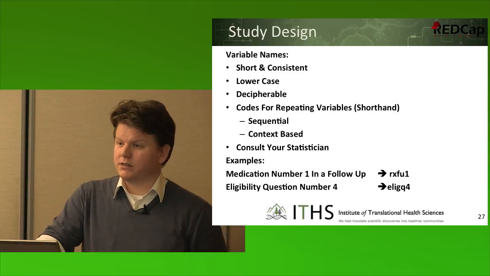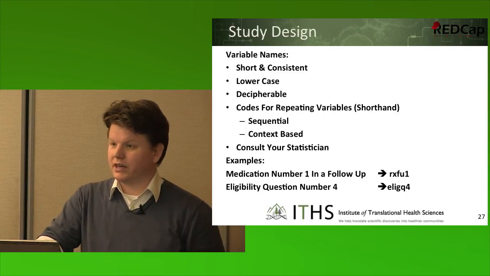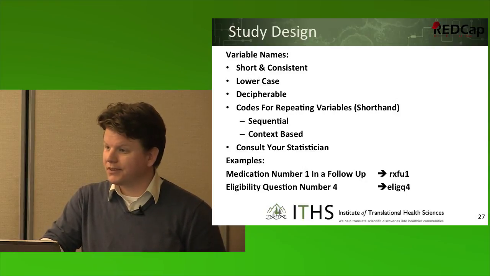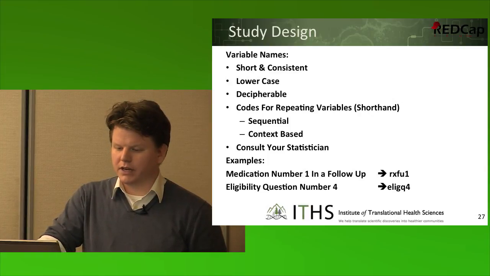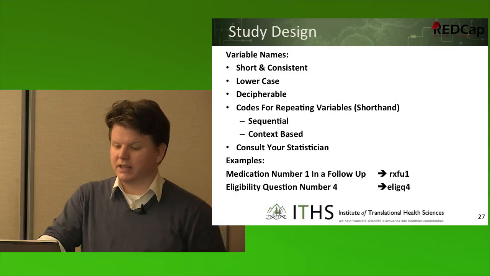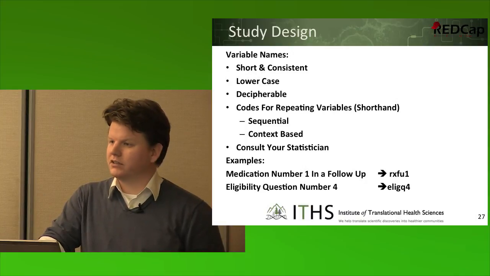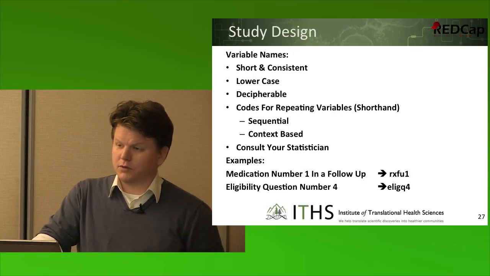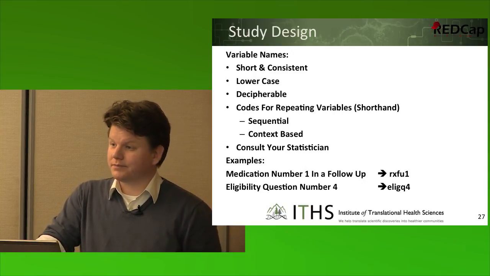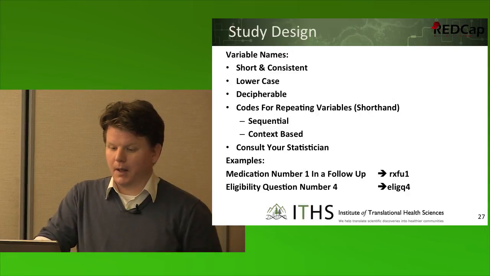Keep them lowercase. REDCap has this odd rule that you cannot start a variable with a number, so it has to start with a letter. So it's either lowercase letters, numbers, or underscores. That's the only characters that are allowed. So no exclamation marks or question marks or hashtags or anything like that. Keep it decipherable for people that are going to work with the data, especially your statistician.